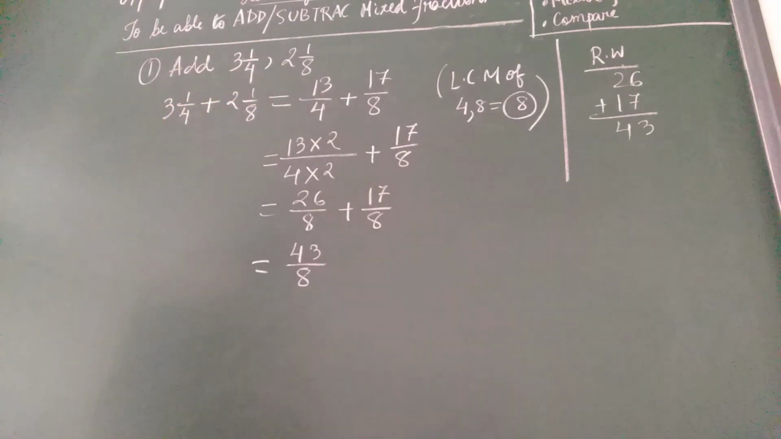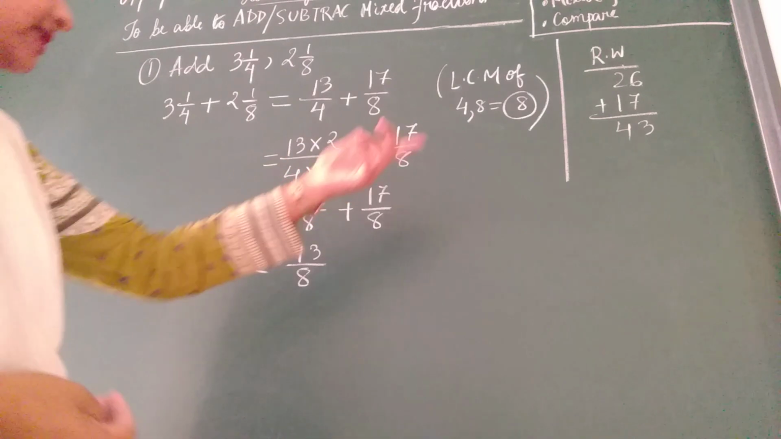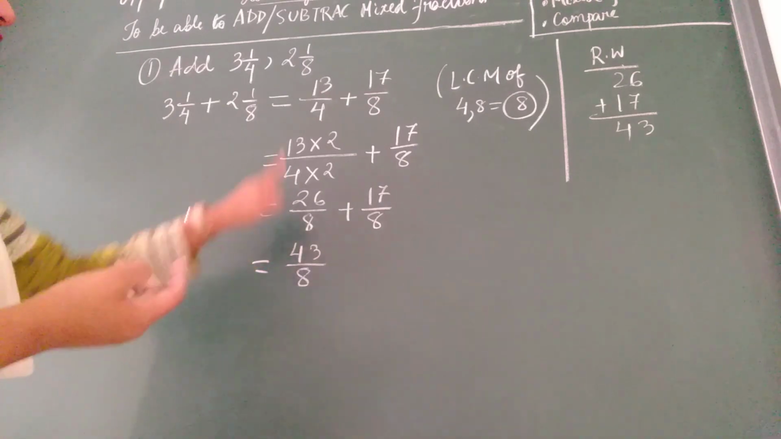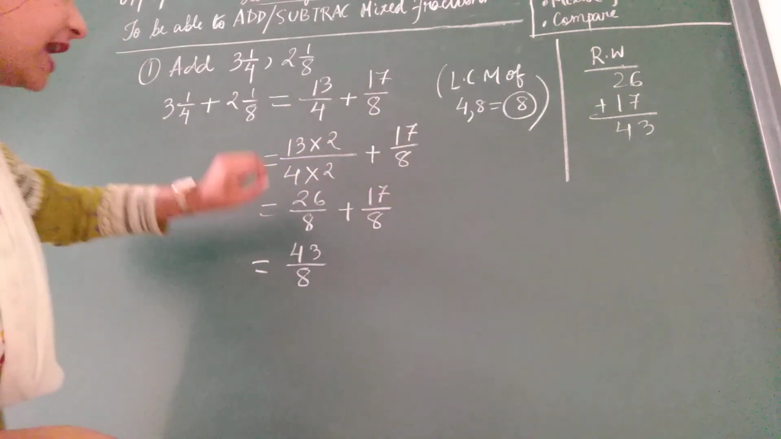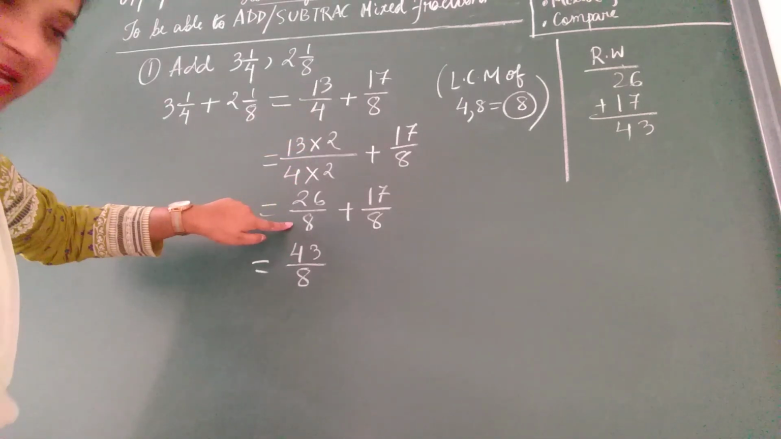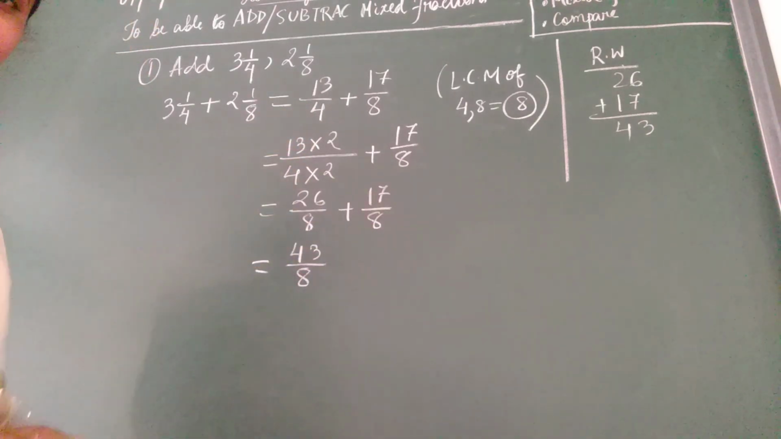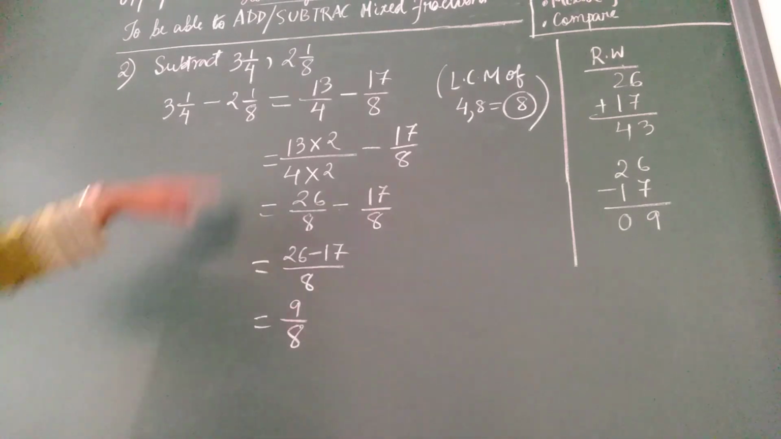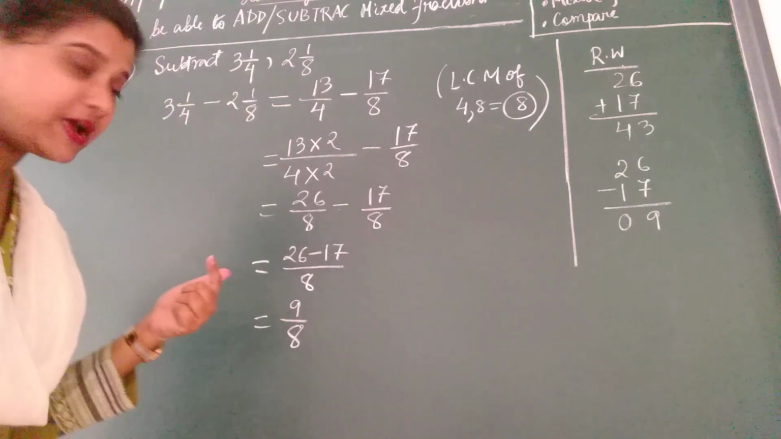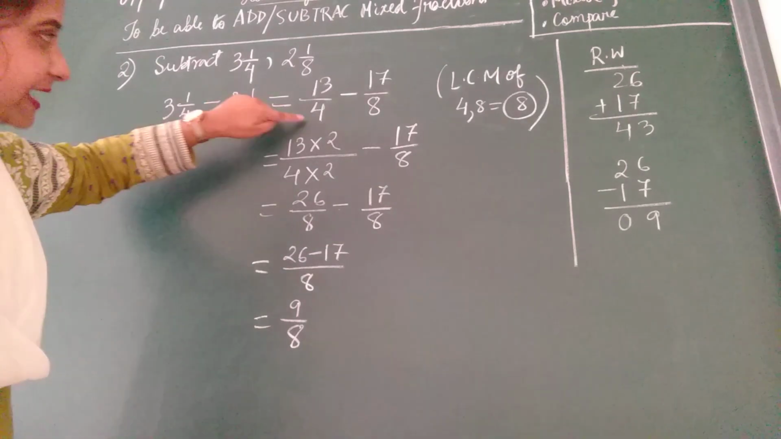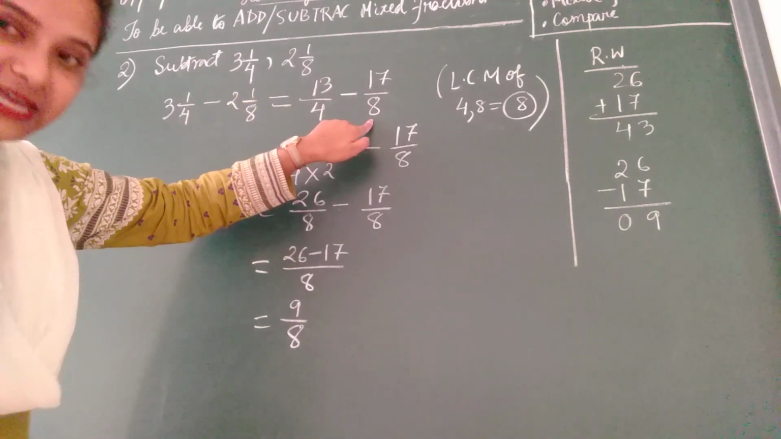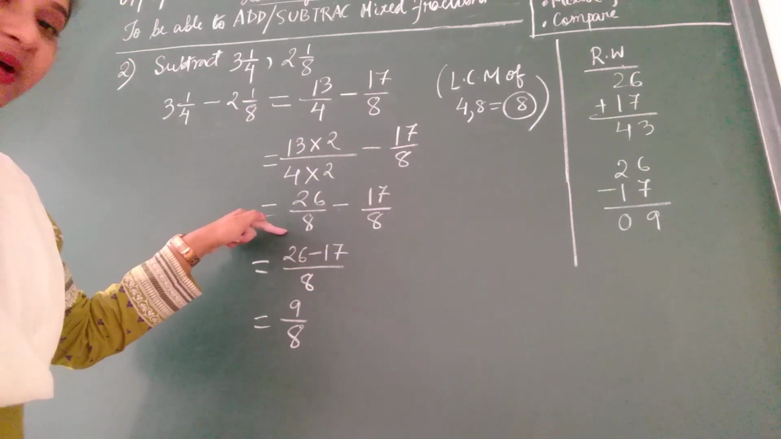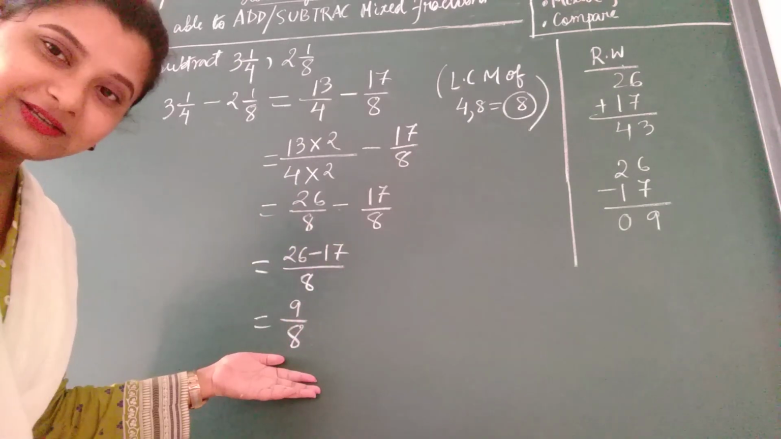So we have added these two by finding out the LCM and then converting them into like fractions. So LCM of 4 and 8 I have taken out here is 8 and then converted 13 by 4 to 26 by 8 and then by adding we got this answer. Alright, now let's check how to subtract these two fractions, 3 1 by 4, 2 1 by 8. So 3 1 by 4 is again 13 by 4, 2 1 by 8 is 17 by 8. By taking out the LCM to be 8, we have converted them to like fractions, 26 by 8 and 17 by 8 and then subtracted to get 9 by 8.